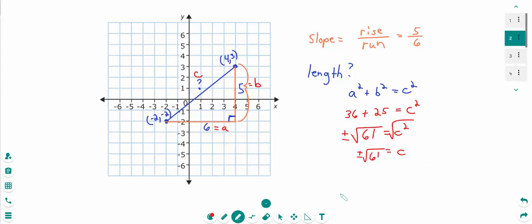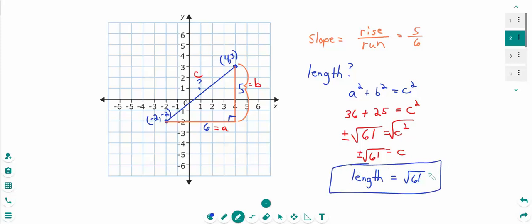Now, because we're talking length, we're only interested in the positive solution. It doesn't make sense to say that the length of side c is negative square root of 61. It would only make sense to use the positive. So we will say that the length of side c, the length of that line that connects the 2 points, is going to equal the square root of 61. And that is our solution.